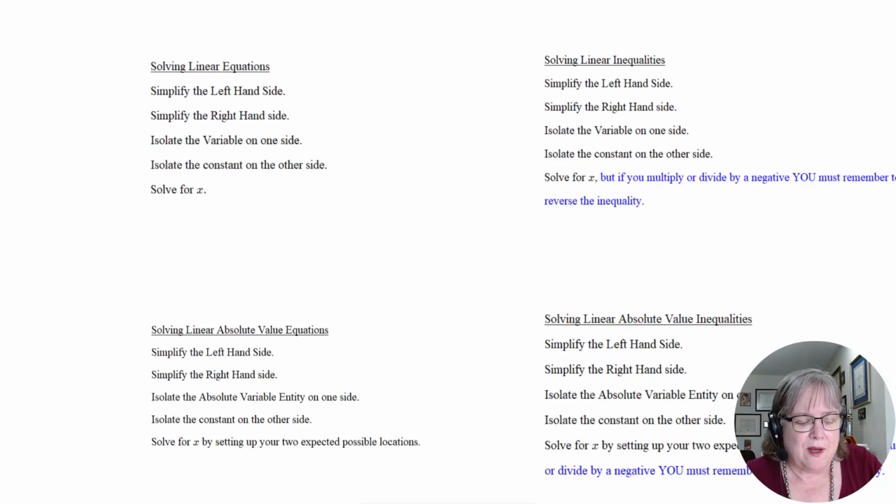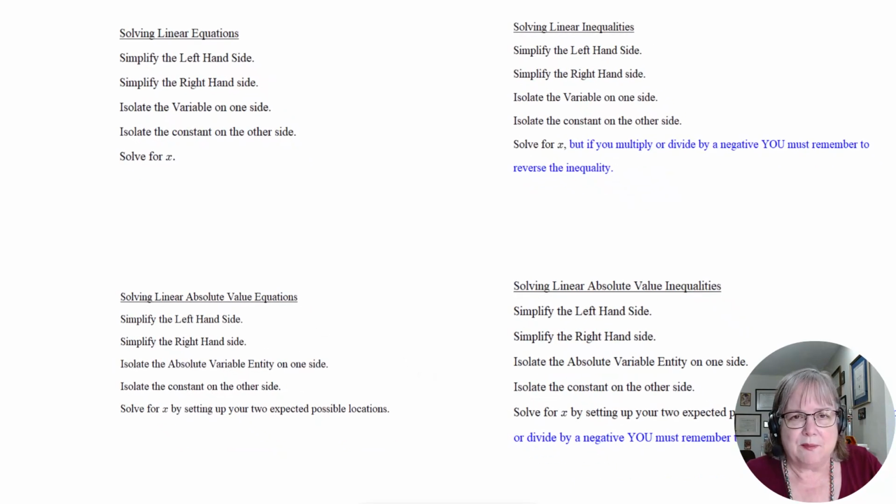So if you look in the top left corner, we started off solving just plain old linear equations. Simplify the left-hand side, simplify the right-hand side, isolate your variables on one side, isolate all your other numbers and constants on the other side, divide or multiply usually to get just what one of the x's is, right? And then you should always check your answers, but that's not in there. If you keep forgetting to check your answers, put it in there.